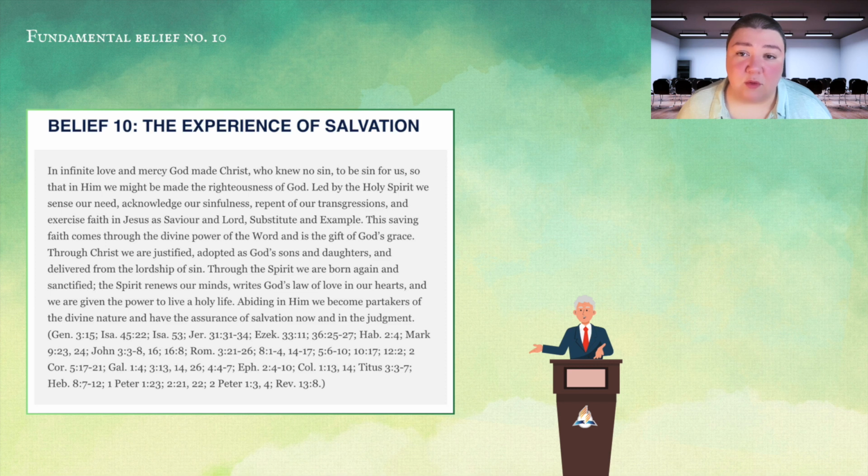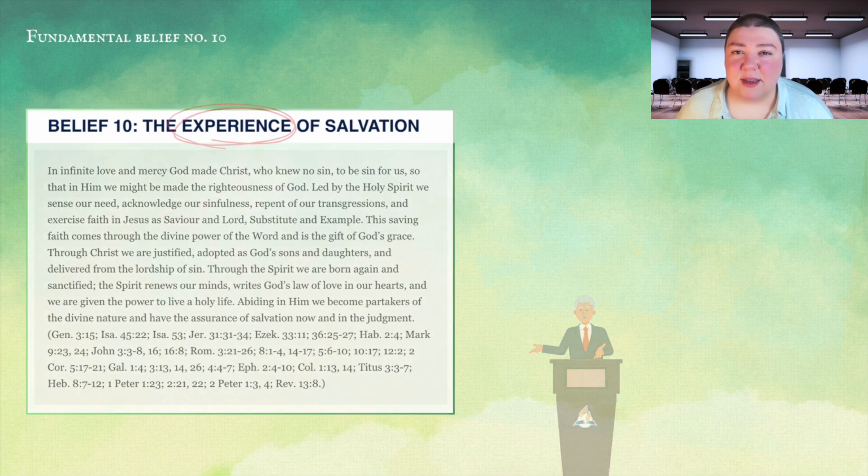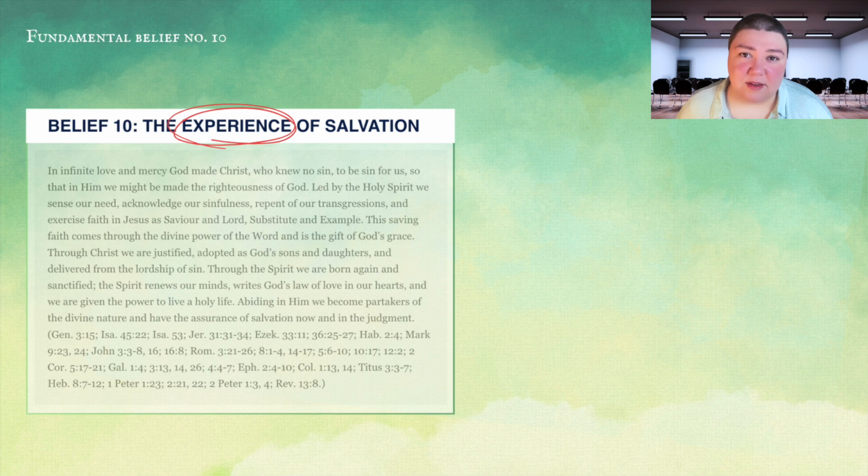The Spirit renews our minds, writes God's law of love in our hearts, and we are given the power to live a holy life. Abiding in Him, we become partakers of the divine nature and have the assurance of salvation now and in the judgment. Followed by a long list of Bible verses. The experience of salvation.